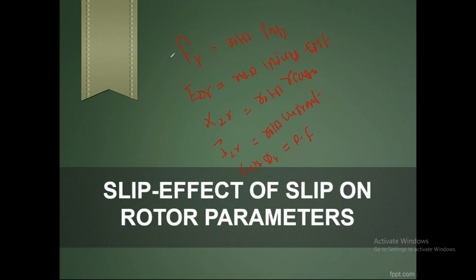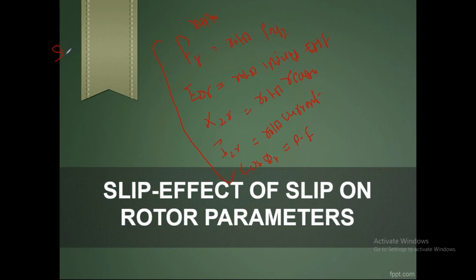Now these are the 5 rotor parameters influenced by the slip, and these parameters we represent at running condition. So when the motor is in running condition, we represent rotor frequency FR. E2R means, already we have seen that the rotor is compared to the transformer secondary, right? That's why I am representing E2R, that is rotor induced EMF. X2R rotor reactance, I2R rotor current and power factor. These 5 parameters we represent at running condition.